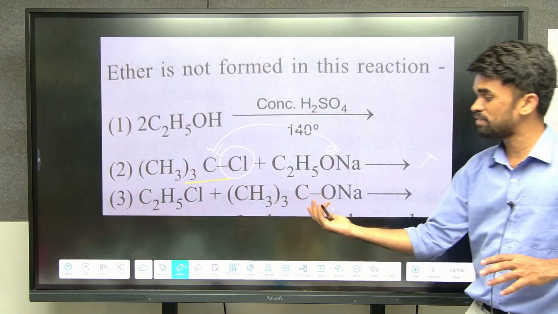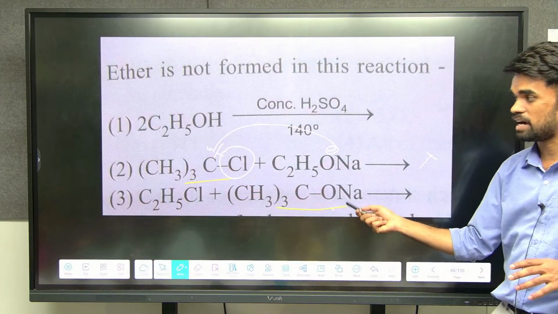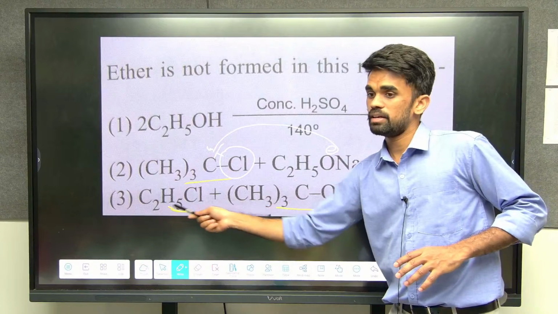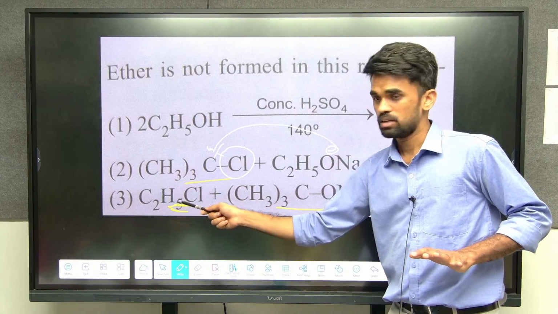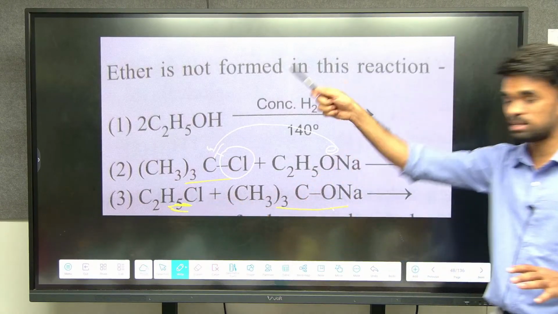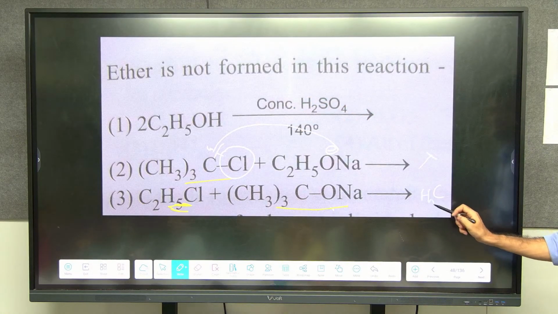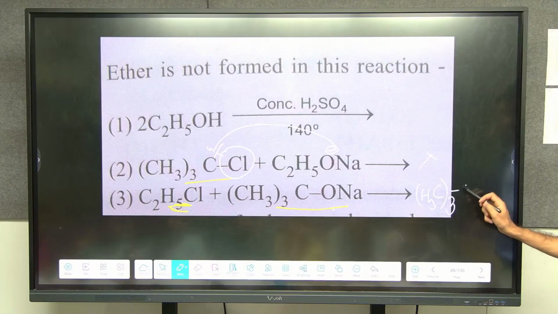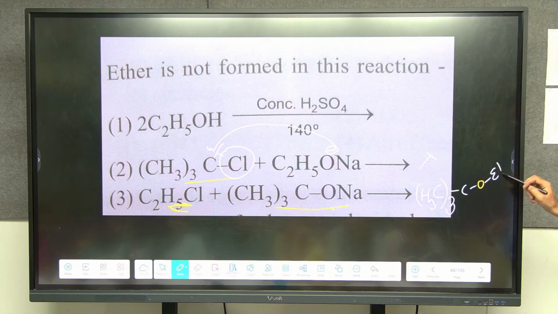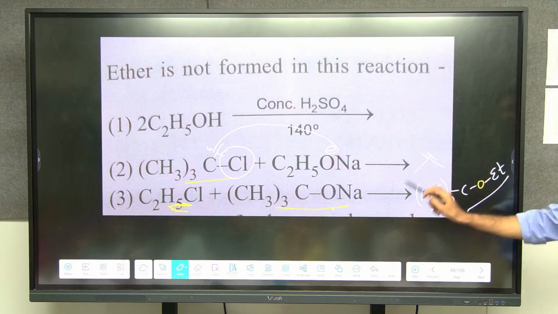But if I take the reverse, a tertiary alkoxide ion with a primary halide, then substitution takes place. This is what the previous statement in the slide said. So what is the product formed here? CH3 tri-C-O ethyl group. So this is an ether. Ether is not formed here.